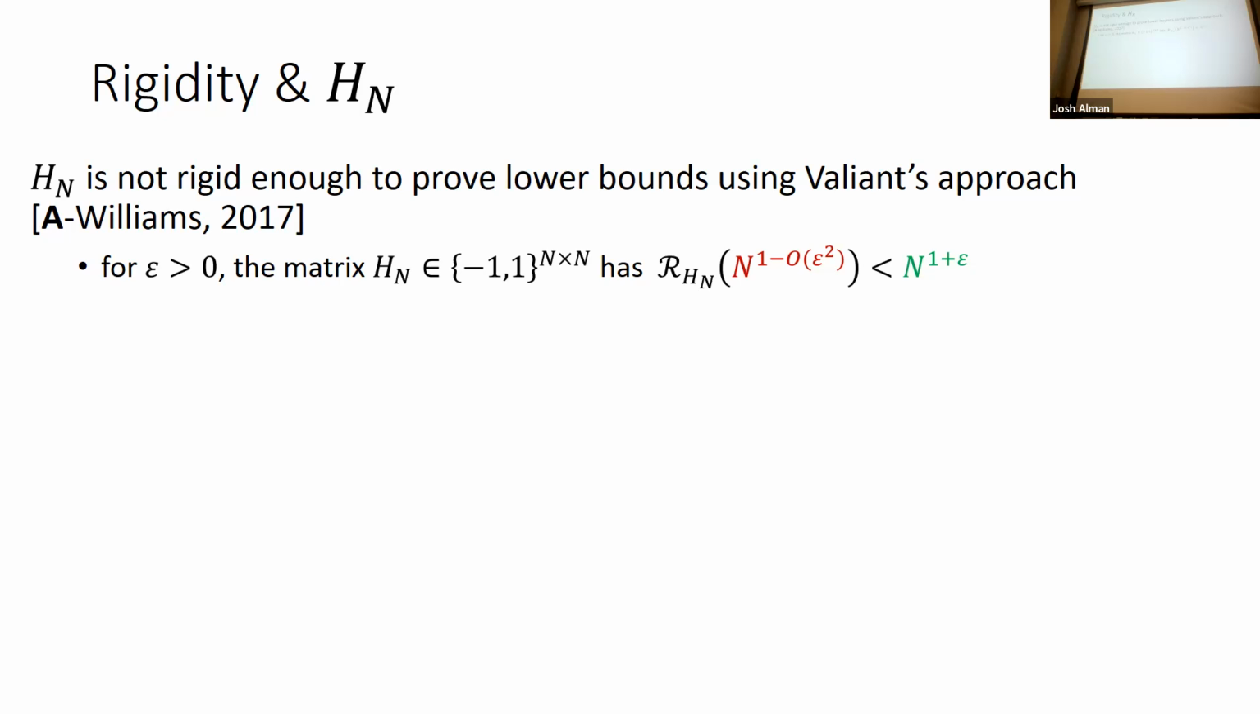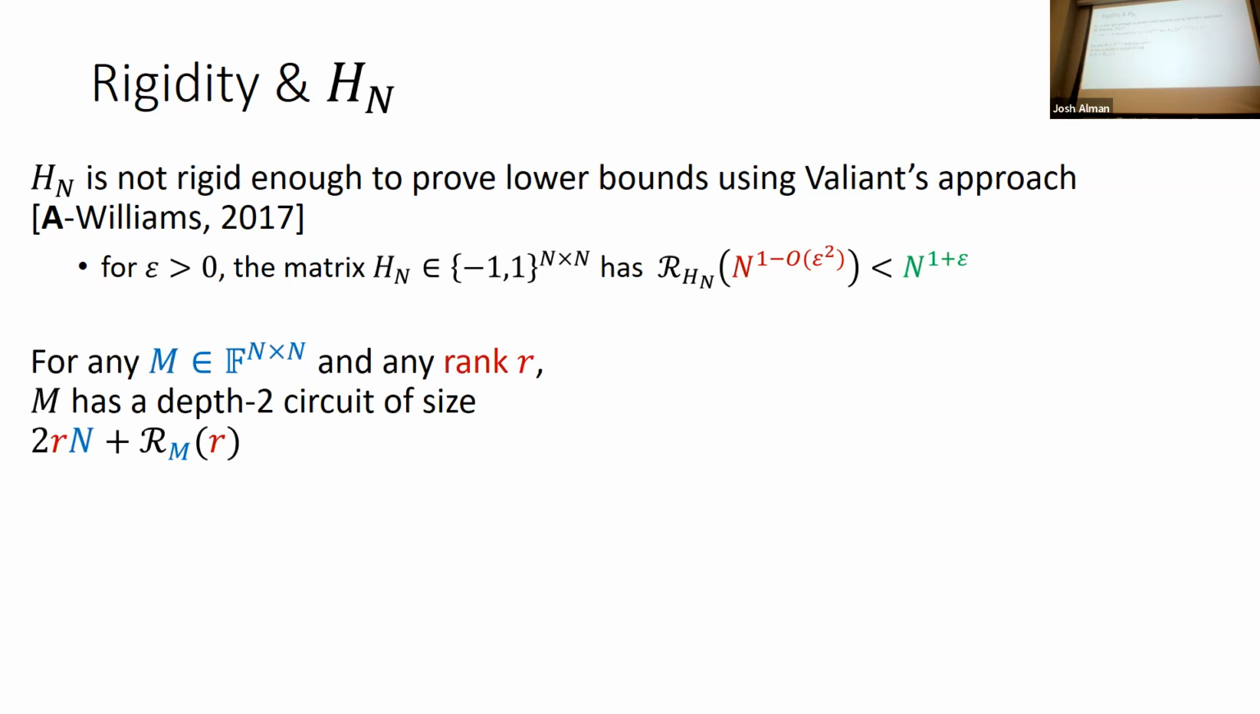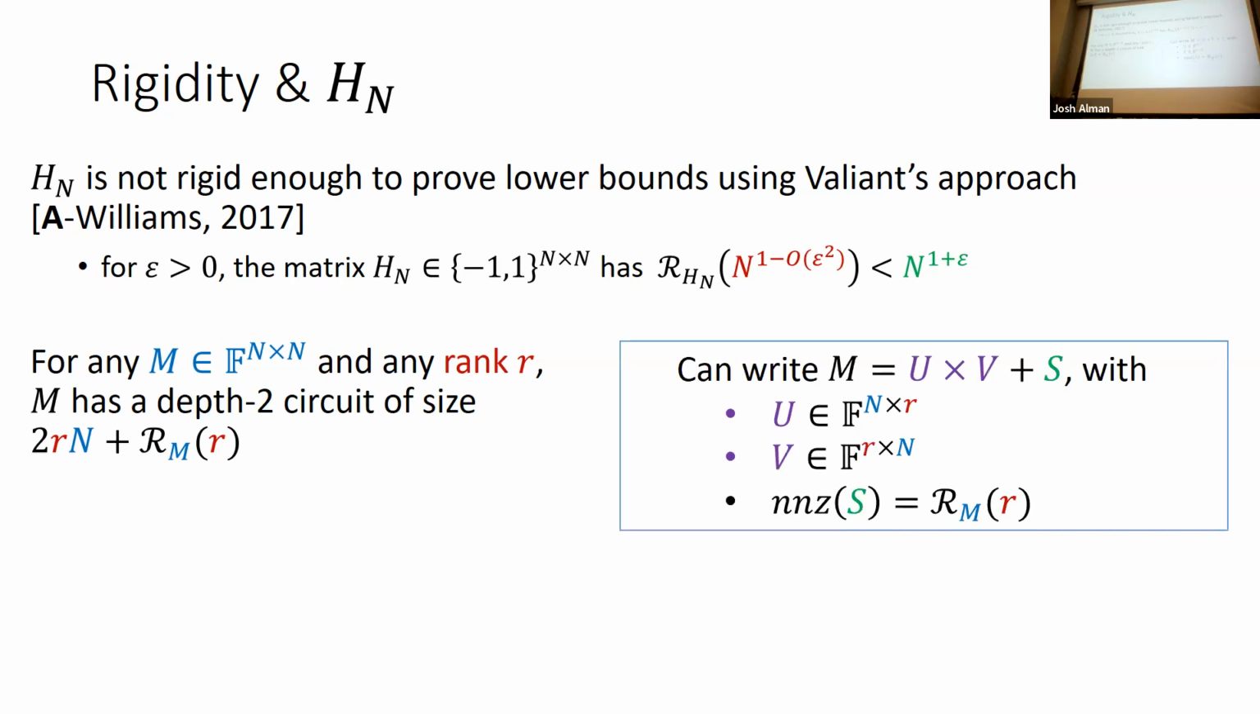And one nice thing is that if you think about it a little bit, rigidity upper bounds really naturally give depth 2 circuit upper bounds. So for any matrix M and rank r, it has a depth 2 circuit of size just depending on the rigidity. The idea is just if you can write the matrix as the sum of a low rank matrix, U times V, plus a sparse matrix, then the low rank matrix naturally gives you a depth 2 circuit of size, I guess, 2 times r times n, and the sparse matrix naturally gives you a depth 1 circuit where the size is the number of non-zero entries in it, like the rigidity of the matrix.